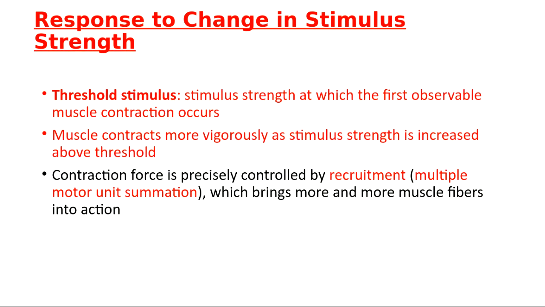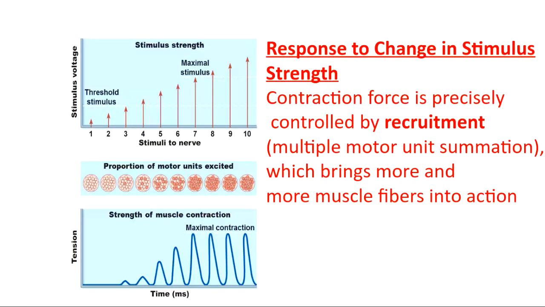Okay, so the response to changes in stimulus strength. Before, we changed the frequency of the stimulation; now we're going to change the strength of the stimulus. So this white line here represents what's called the threshold stimulus. This is the minimum force of stimulation needed to create a contraction. So we send a stimulation out, and that's not enough to cross the threshold, so no contraction happens.